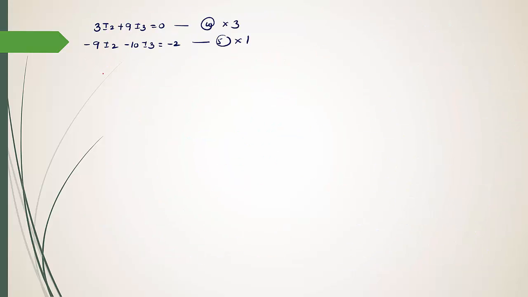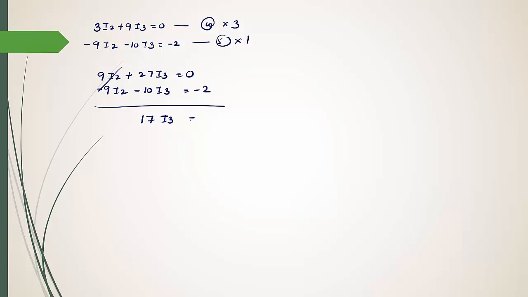So we will get 9I2 plus 27I3 is equal to 0. Equation 5 is multiplied by 1. So we will get minus 9I2 minus 10I3 is equal to minus 2. So here 9I2 and minus 9I2 will get cancelled. 27 minus 10 will be 17I3 is equal to minus 2. Therefore I3 equal to minus 2 divided by 17 and its SI unit is ampere. We got the value of I3 by solving equation 4 and 5.